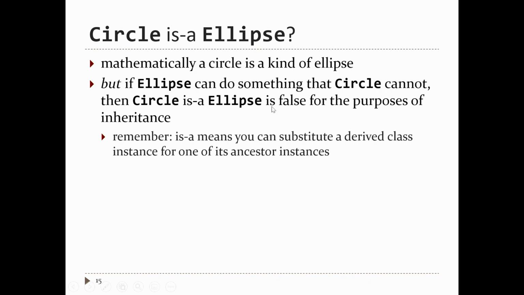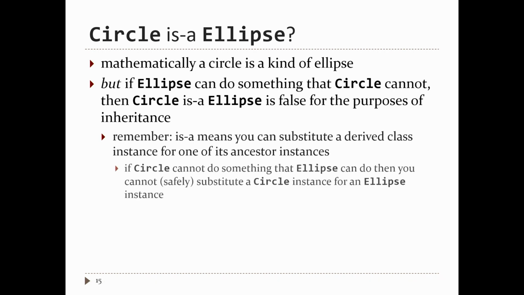So if there's some method in the Circle class that has a contract that says something very specific, and the Ellipse class doesn't satisfy that contract, then Ellipse is no longer substitutable for Circle. So if Circle can't do something that an Ellipse can do, then you cannot safely substitute a Circle instance for an Ellipse instance.